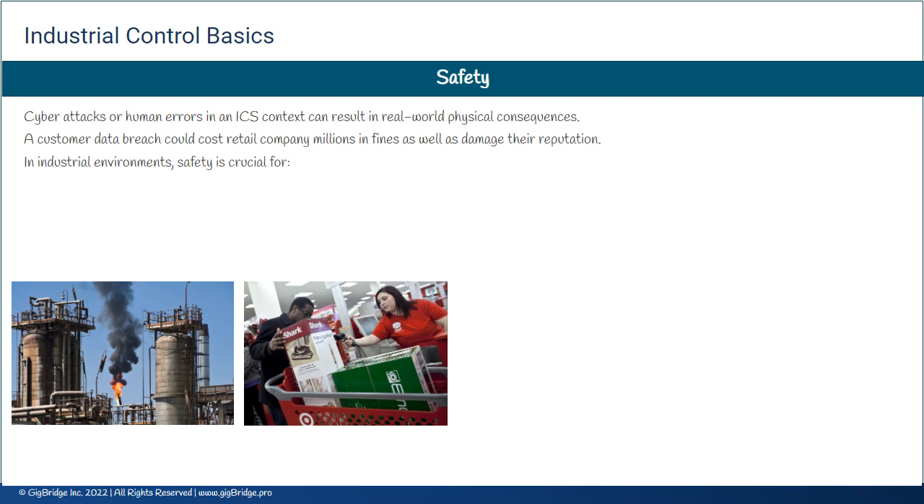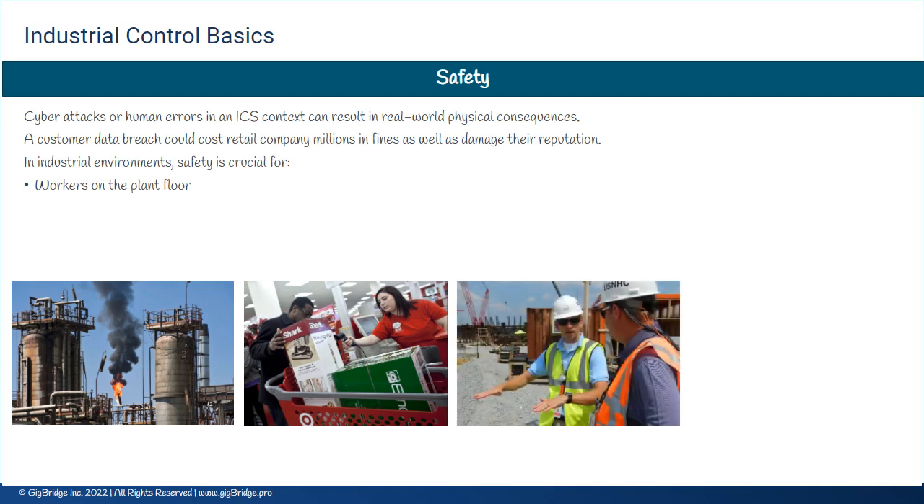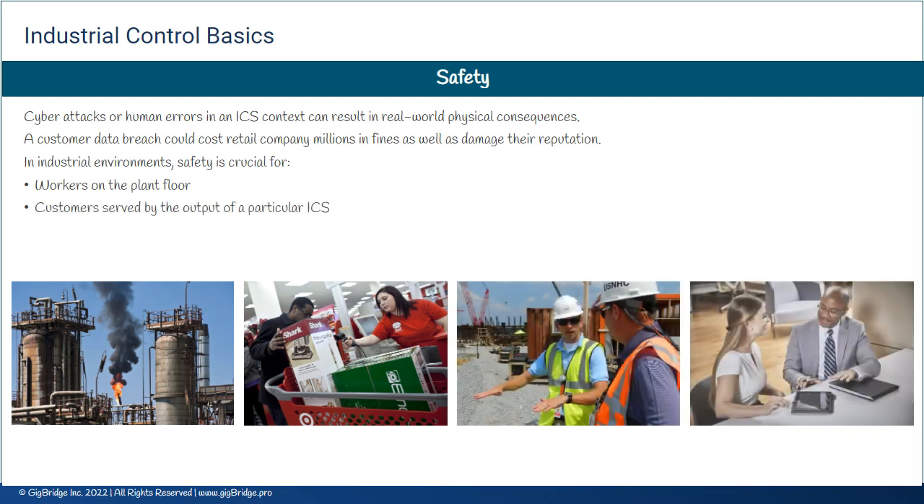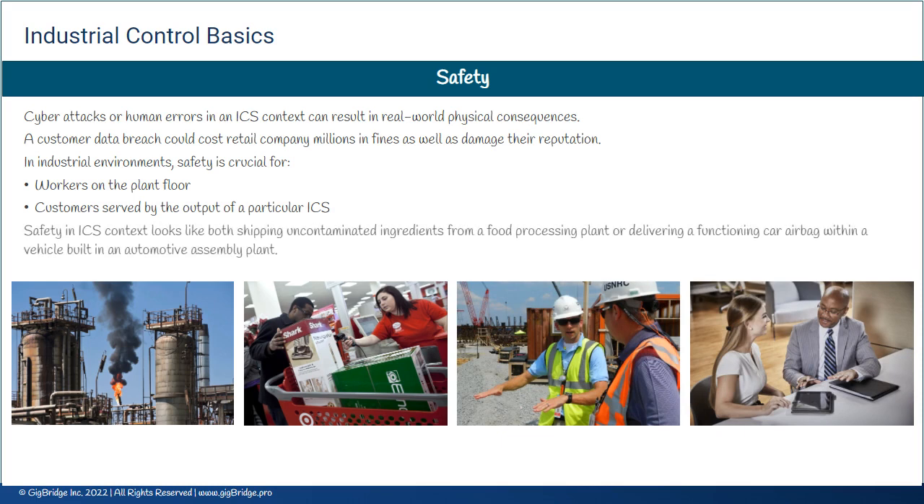In industrial environments, however, safety is crucial. This consists of the safety of the workers on the plant floor and the customers served by the output of a particular ICS. Safety in an ICS context looks like shipping uncontaminated ingredients from a food processing plant or delivering a functioning car airbag within a vehicle built in an automotive assembly plant.